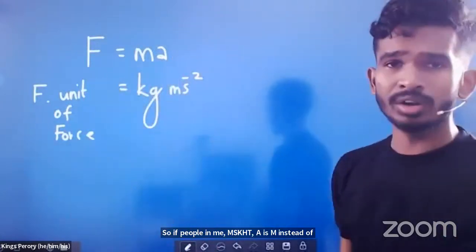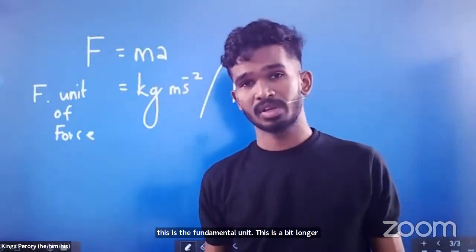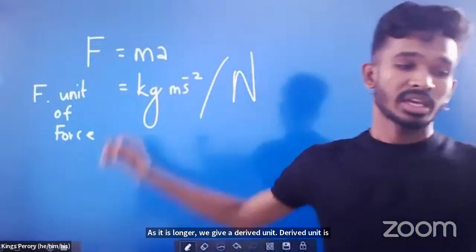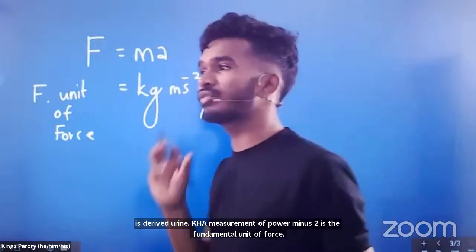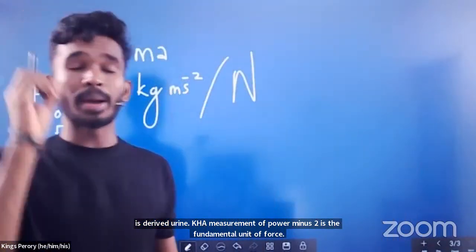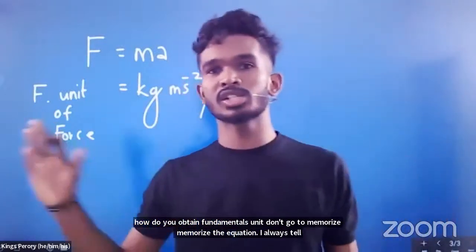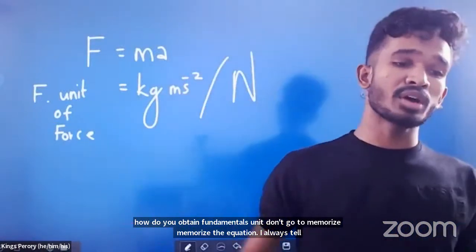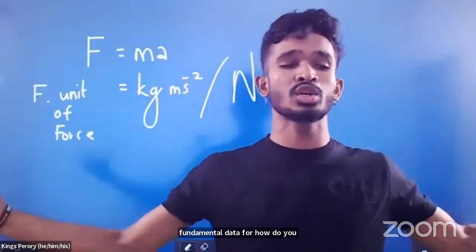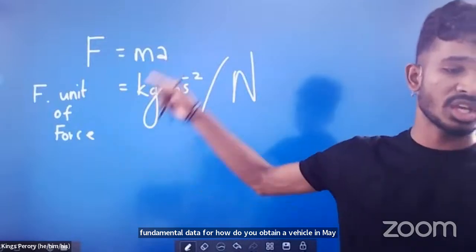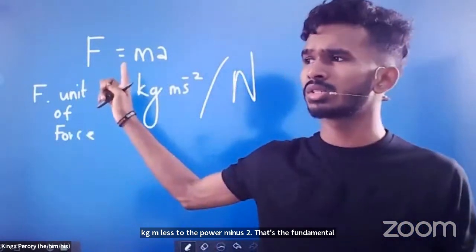This is a bit longer, so we give it a derived unit. The derived unit is Newton. Kg m s to the power minus 2 is the fundamental unit of force. Don't memorize units, memorize the equation. I always tell you, in physics, memorize the equation. F equals m a, m is kg, a is m s to the power minus 2. Put them together: kg m s to the power minus 2. That's the fundamental unit of force.